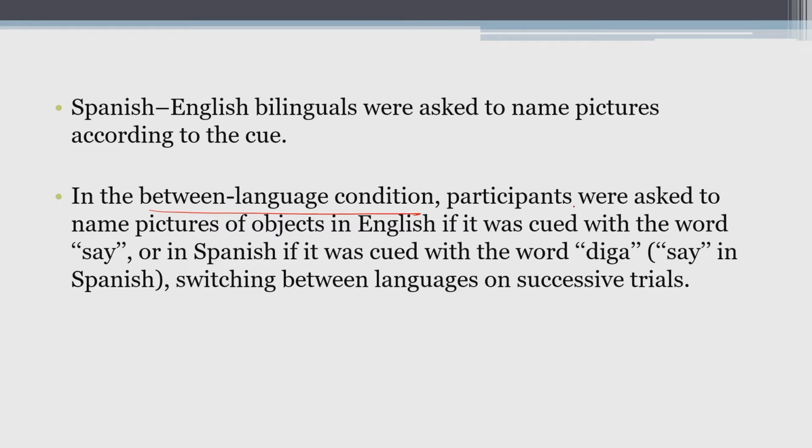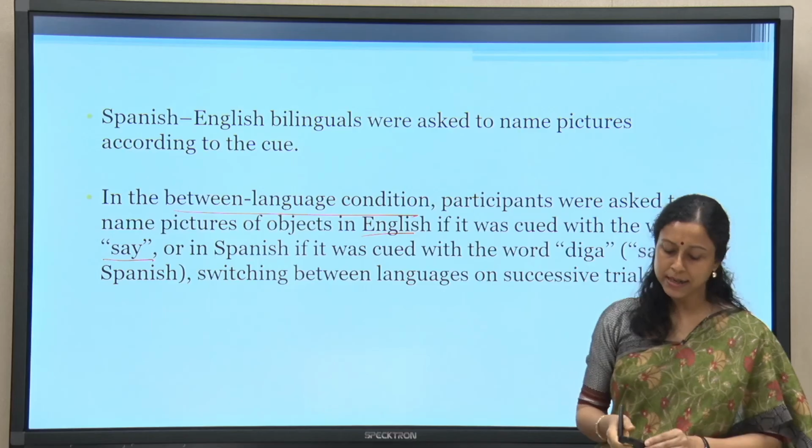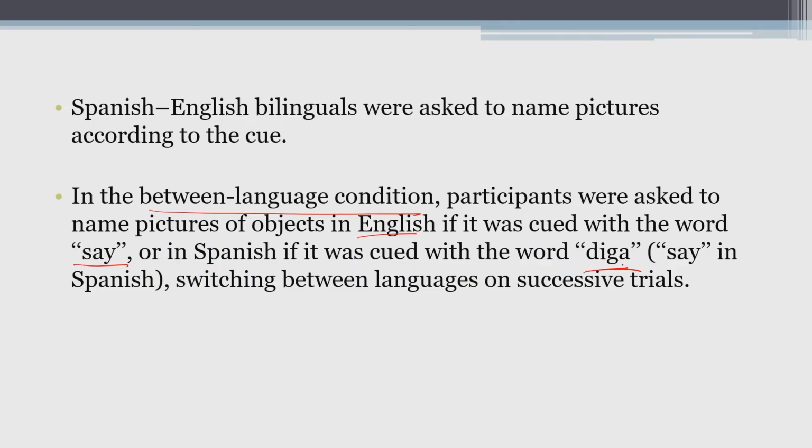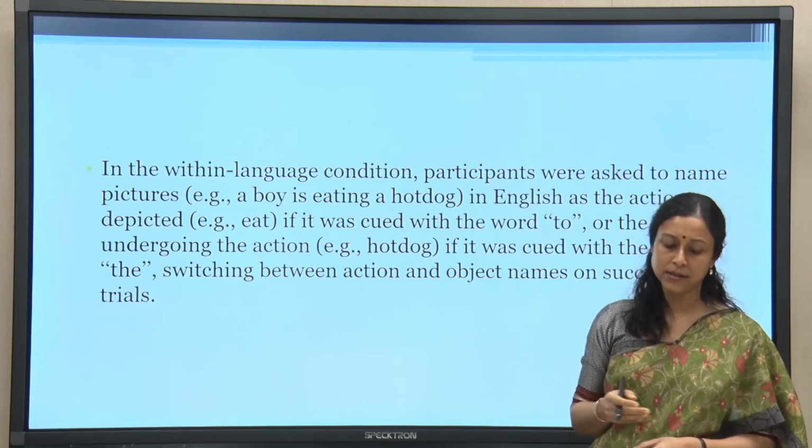So, participants were asked to name pictures of objects in English if it was cued with the word say. Basically, there will be a cue either written or auditorily. The word say comes and then they will name the object, and if it is in Spanish, diga, then they will say it in Spanish. So, this was the cue, that is how the switching happened. In some cases the word say will appear and then they have to name the picture in English, and when it is the Spanish version they will have to speak in Spanish. So, there was a switch on this ground.